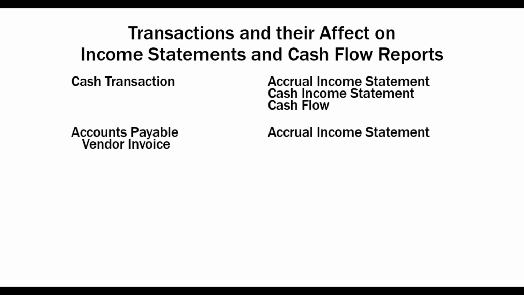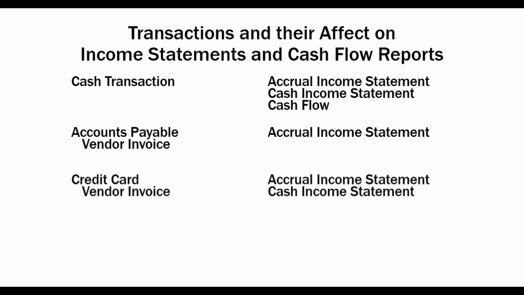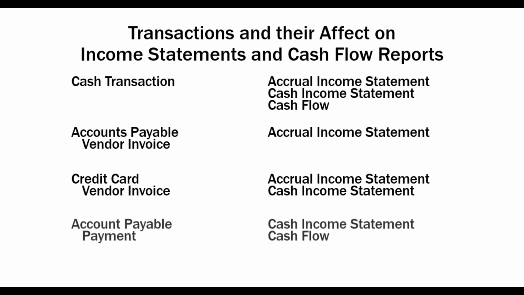If you enter an accounts payable vendor invoice, it's only going to be on an accrual income statement. It's not part of filing taxes yet. It's not part of cash. A credit card vendor invoice will be on an accrual income statement and a cash income statement because the ruling is a credit card charge is treated as an expense for tax reporting purposes. Therefore, it's on both the accrual income statement and the cash income statement.